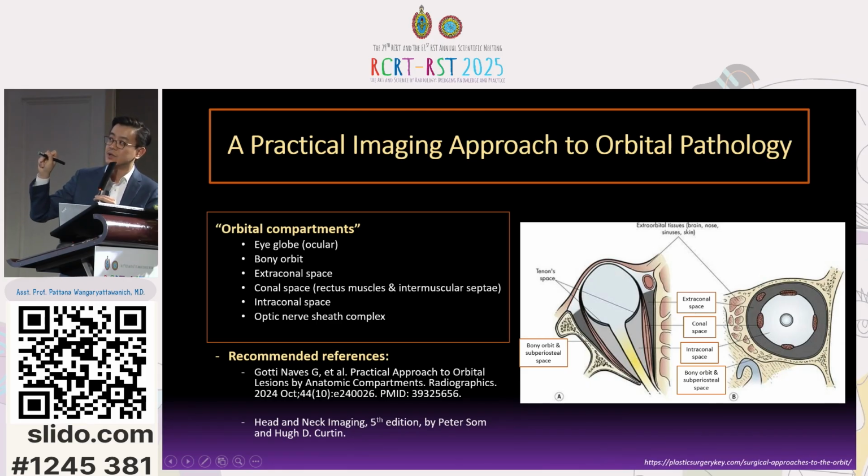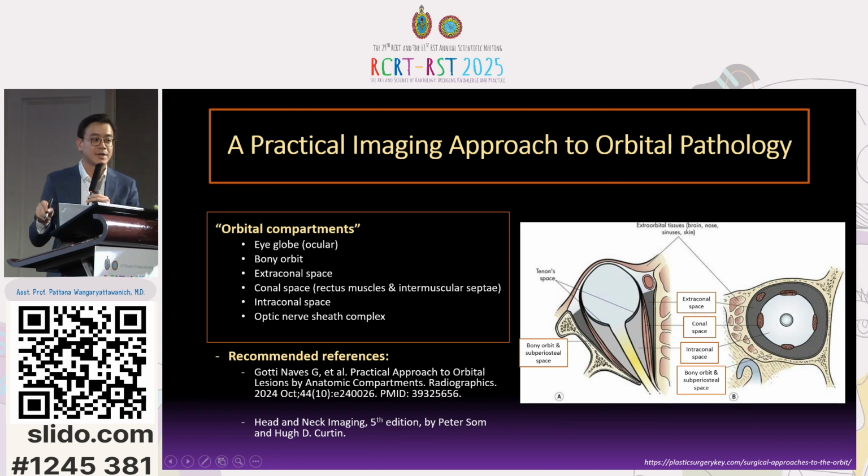Next is the extraconal space. Basically, the rectus muscles and intermuscular septum form a cone inside the orbit, and we call that the conal space. The space located between the conal space and the bony orbit is what we call the extraconal space. The space located inside the cone is the intraconal space here. And the last compartment that we have is the optic nerve sheath complex.